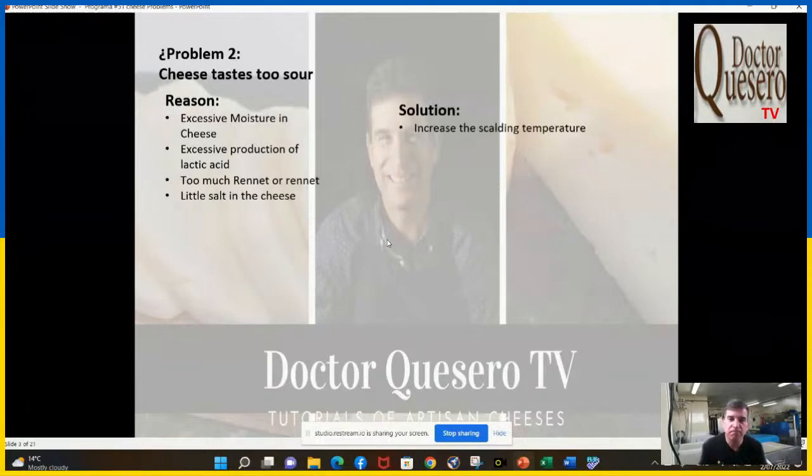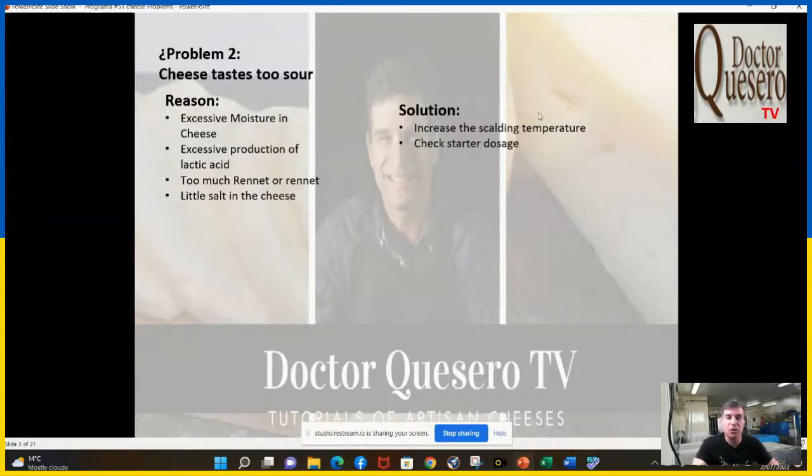Solution. If your cheese is too wet, one solution to get a drier cheese is to increase the temperature. This process is called scalding. You have to scald the curd. This is also called second heat. When you increase the temperature, your cheese will expel whey and will become drier and will shrink. It will lose moisture, and your cheese will become drier.